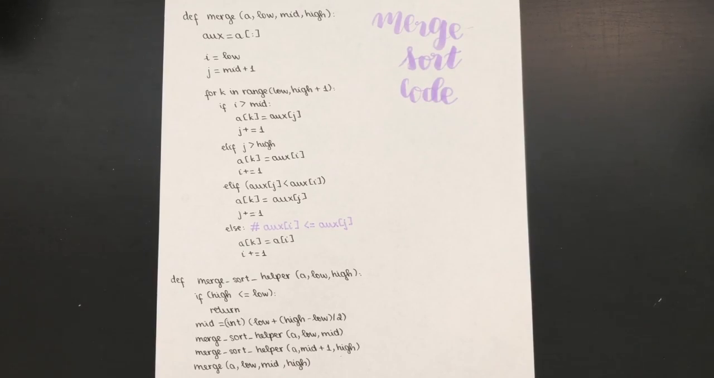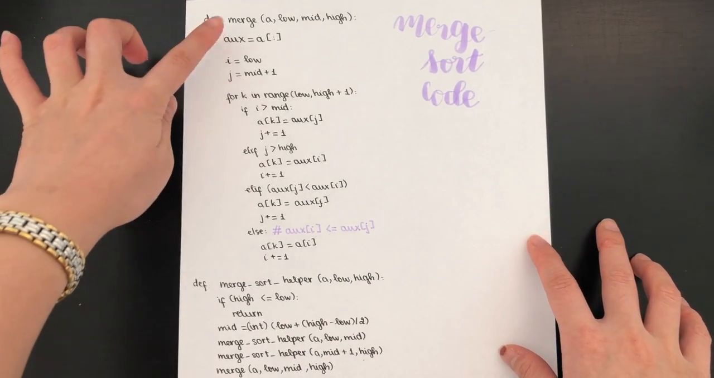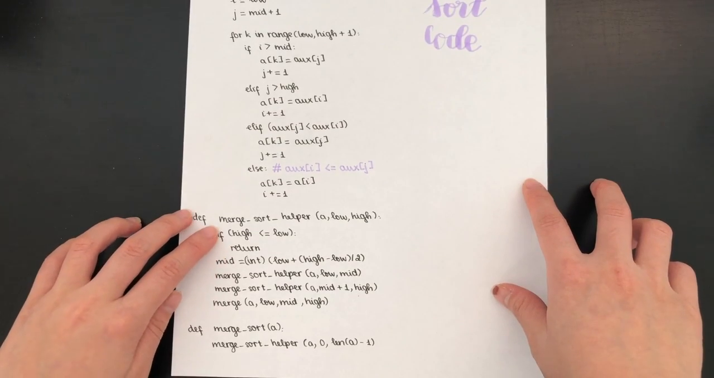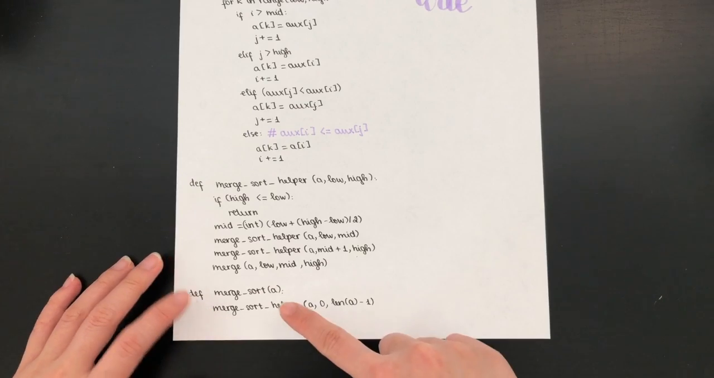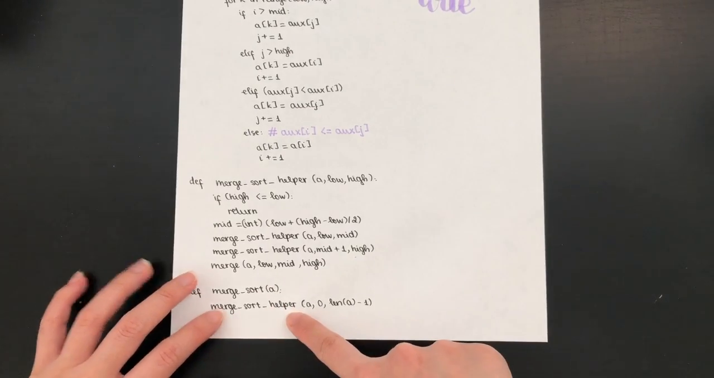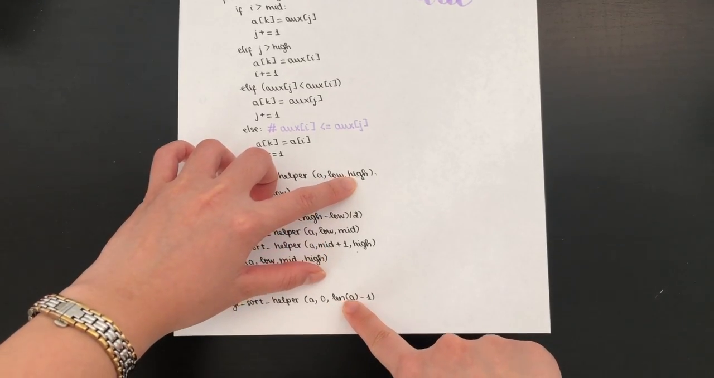Now let's look at the code together. So the merge sort code has 3 functions in it. We have merge, we have merge sort helper, and merge sort. So whenever we call merge sort, then it will call merge sort helper with a, the array, low as 0, and high as length of a minus 1.